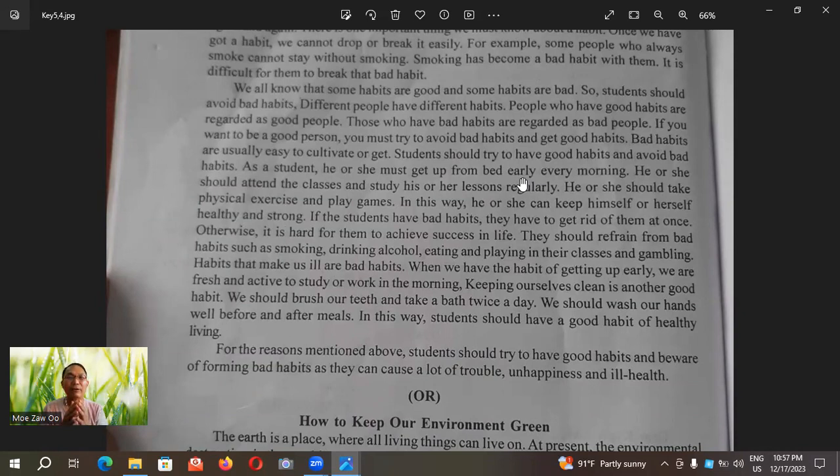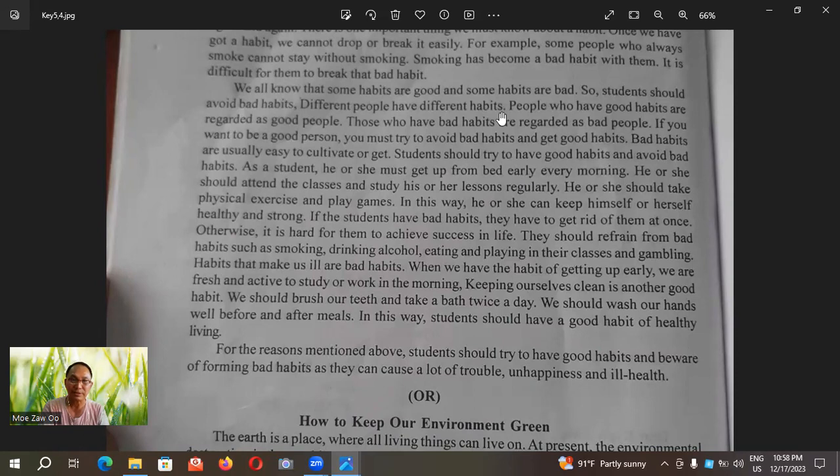People who have good habits are regarded as good people. Those who have bad habits are regarded as bad people. If you want to be a good person, you must try to avoid bad habits and get good habits. Bad habits are usually easy to cultivate or get. Students should try to have good habits and avoid bad habits.